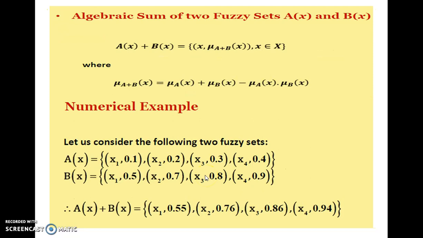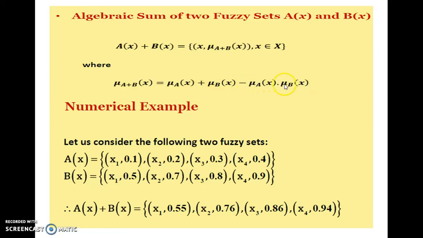Then there is the algebraic sum. The algebraic sum is A of x plus B of x, for the data member x, that is mu A plus B of x for all x belonging to the capital X. So mu A plus B of x is equal to mu A of x plus mu B of x minus mu A of x multiplied by mu B of x.